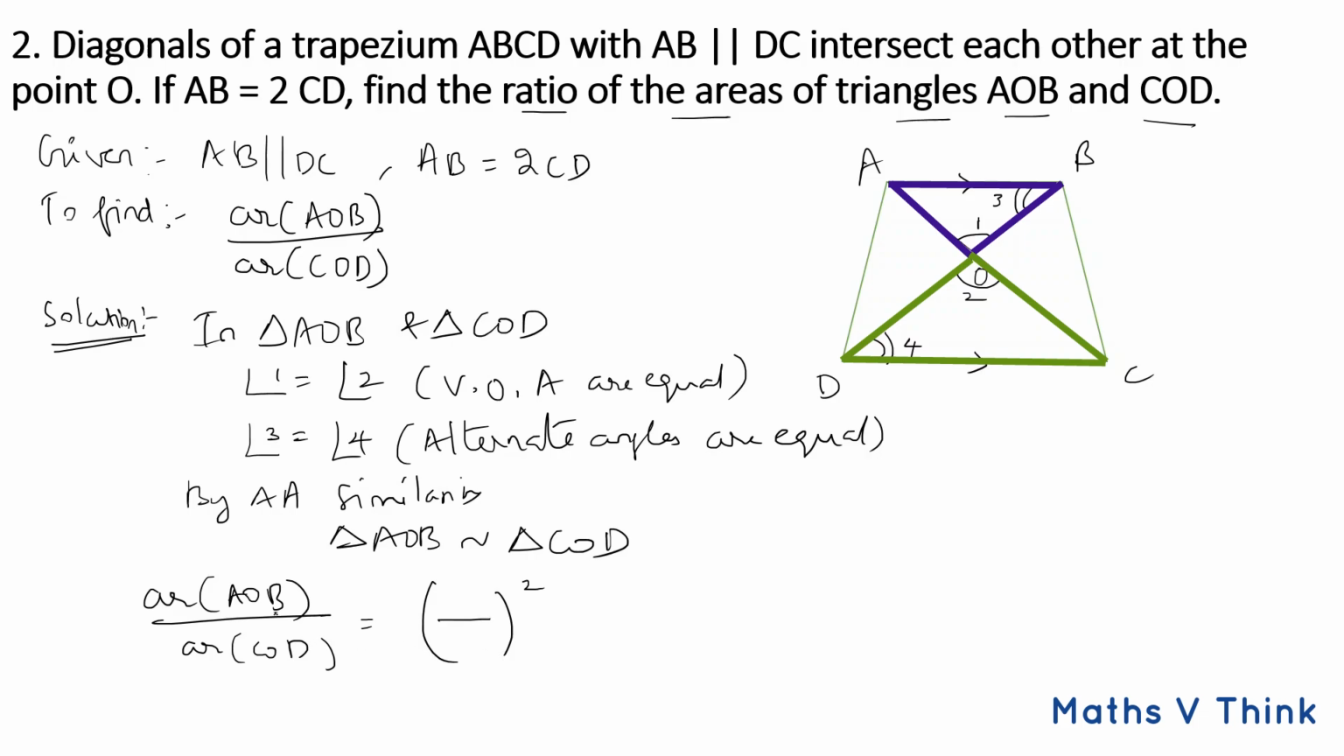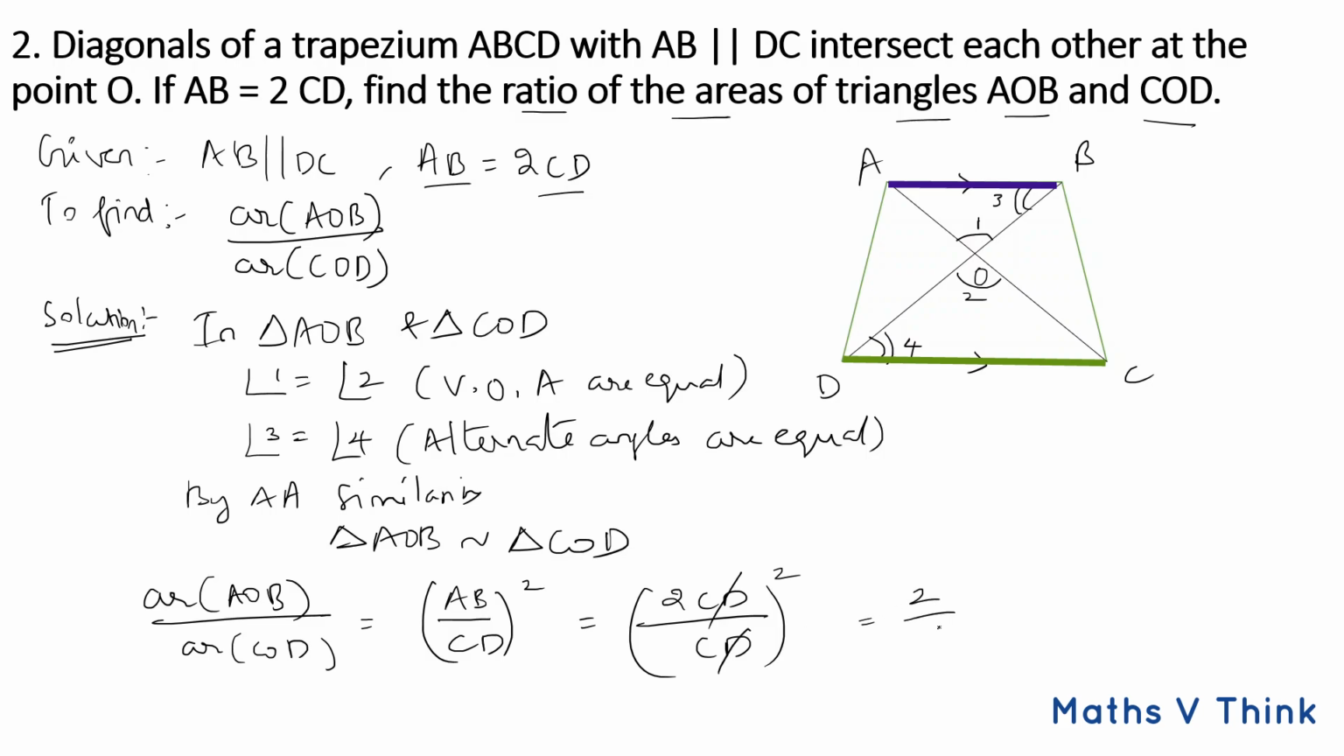Now in these two triangles, I'll be taking side AB and CD. Why? Because in the given part of the question, they have given AB and CD. So it is AB by CD the whole square. AB they have given as 2CD, so 2CD by CD the whole square. CD gets cancelled, nothing but 2 by 1 the whole square, which is equal to 4 by 1. So the ratio is 4:1.